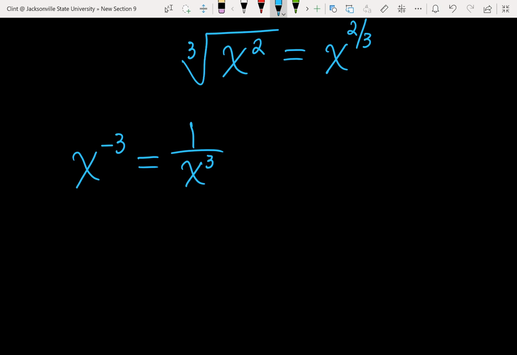That direction won't come up as much for us. What will be really helpful is when we have one like this, and we don't want that x to the 5th to be in the bottom, we want it to be in the top. So same idea, we move it from the bottom up to the top, just the reverse of the first one. What are we going to end up with there? x to the negative 5th. And you could think about it as x to the negative 5th over 1.